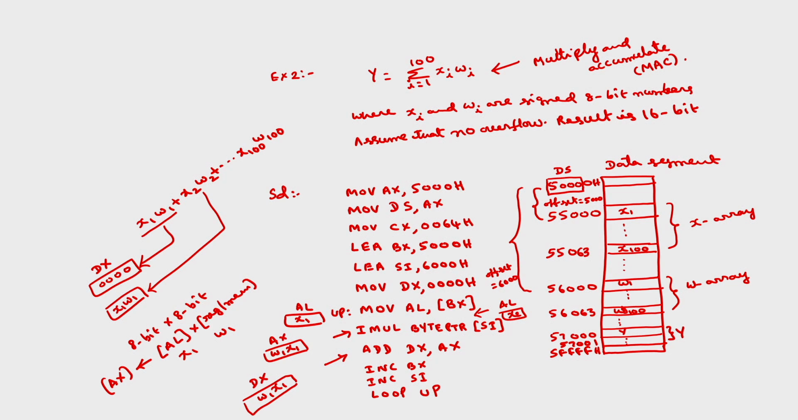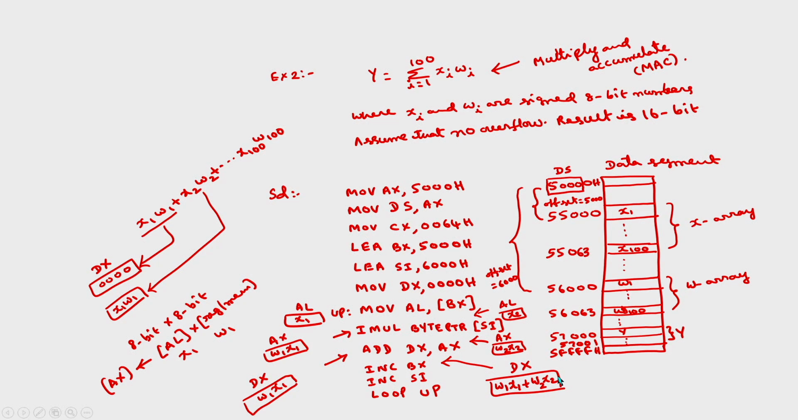So W2 and X2 will be multiplied, and in AX what will be there? W2 X2. This I am adding to DX. What was there in DX? W1 X1. So now after this, DX contains the earlier contents W1 X1, now we are adding W2 X2. So this will be W1 X1 plus W2 X2.